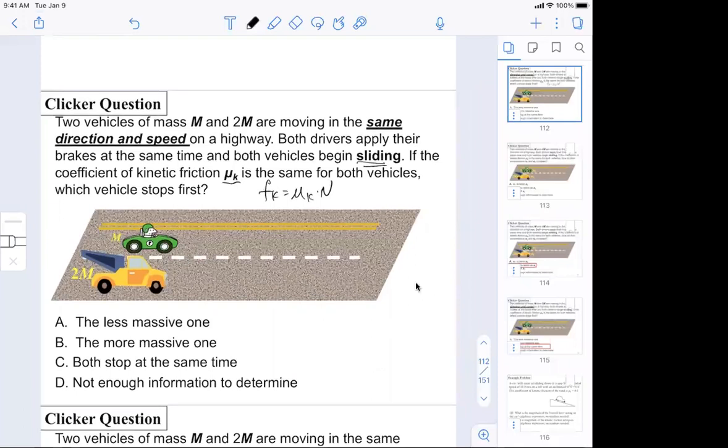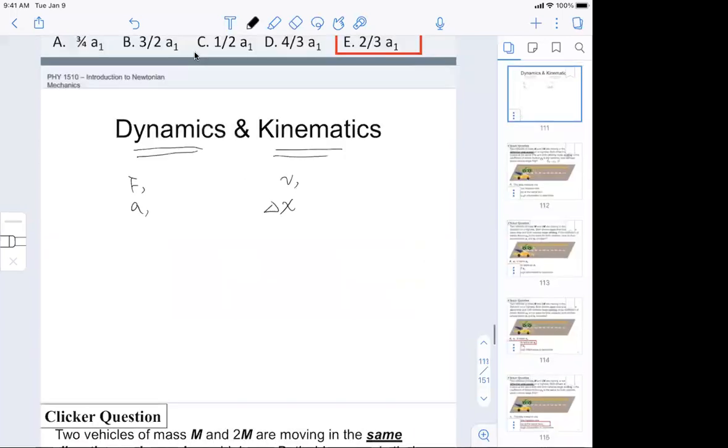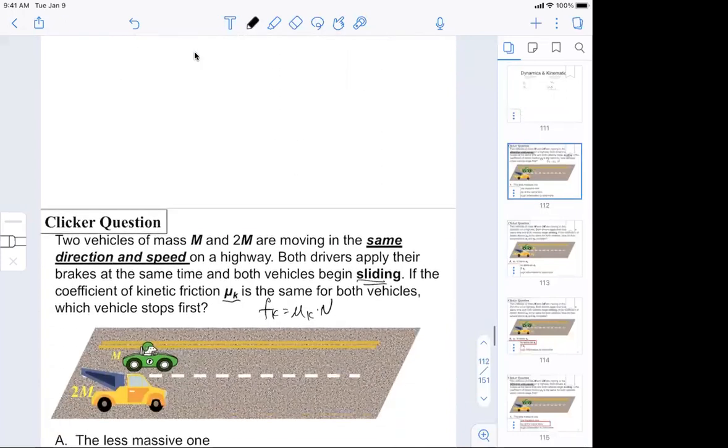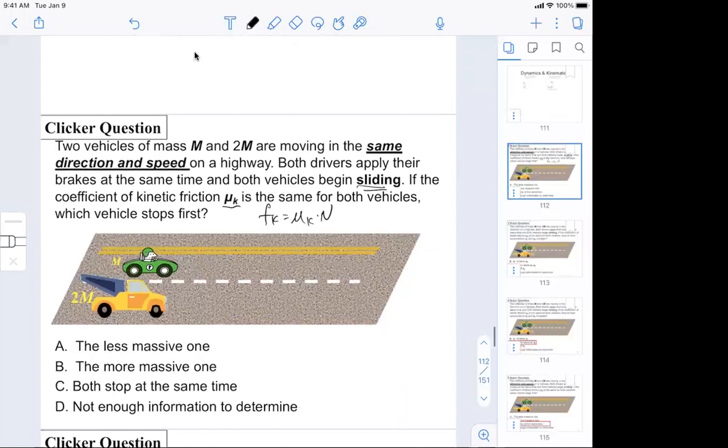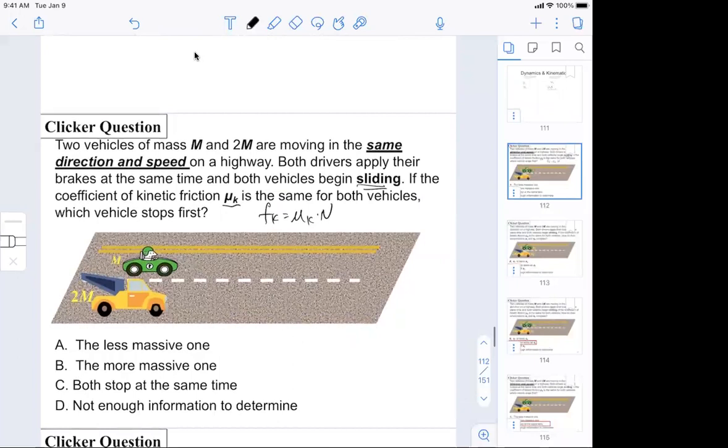This is our result. The most popular answer is the less massive one stops first. And remember, this is a little bit different from real life. In real life, your tire is still rolling. In this case, we treat it as a sliding situation, so we use the frictional force. To answer the question of which one stops first, we are answering a question regarding the displacement distance, right? To know which one stops first, we need to know the acceleration. How does the acceleration compare?